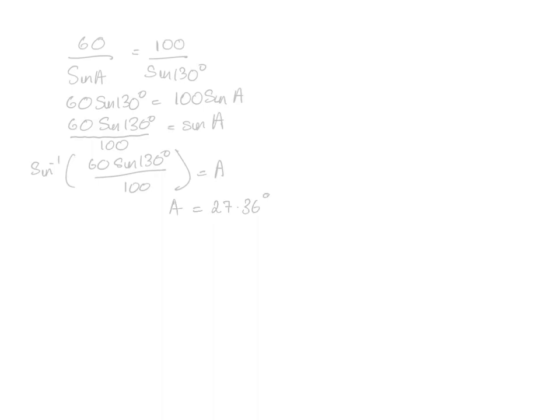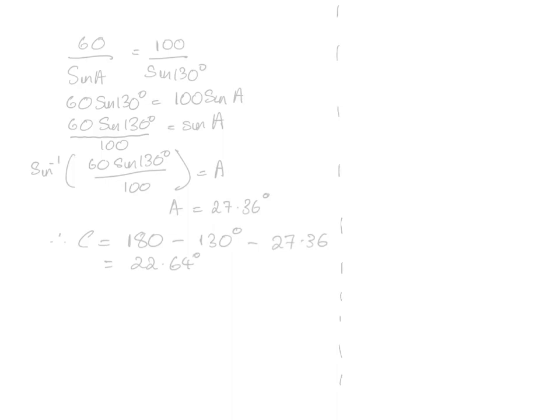So we've got angle A, we need to get angle C, and what do we know now? Because we've got 2 of the angles in the triangle, we should be able to get the third. So what does angle C equal? Well, all the angles in the triangle add to 180. We know that angle B is 130, so let's take that away, and let's take away 27.36, which was angle A, the one we just found, which makes angle C equal to 22.64 degrees.